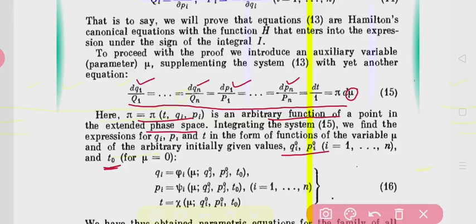You know that this capital Qi is a function of t, qi and pi. So when you take the integration, that becomes a function of mu and t, qi, pi. But you have to find all these values in terms of the initial values and the variable mu. So you will write the values of q1, q2, q3 ... qn and p1, p2, p3 ... pn and t in terms of mu and the initial values. So that will be this one.